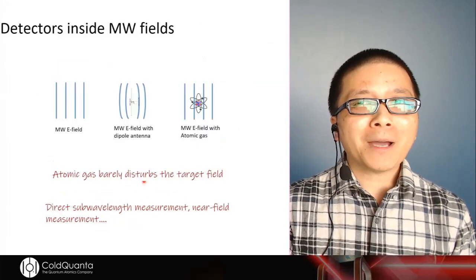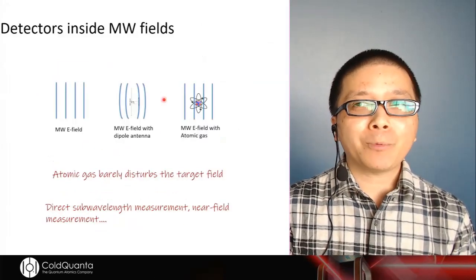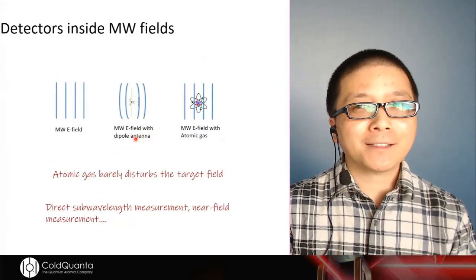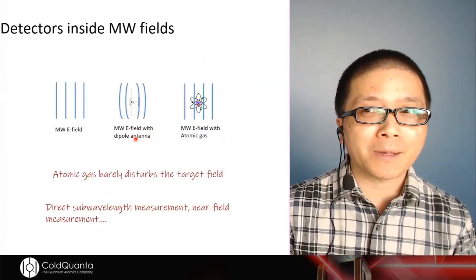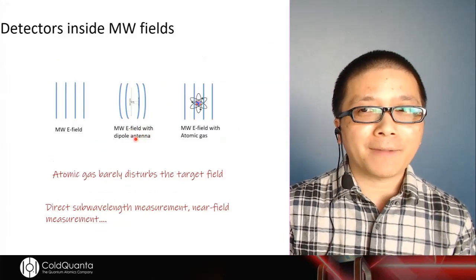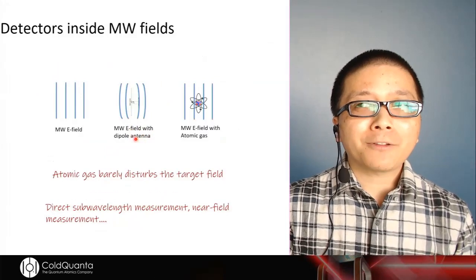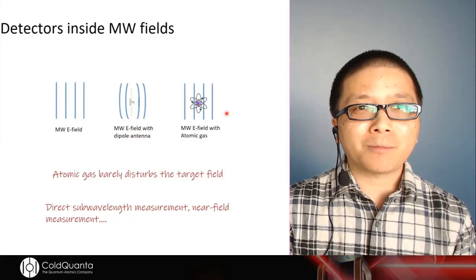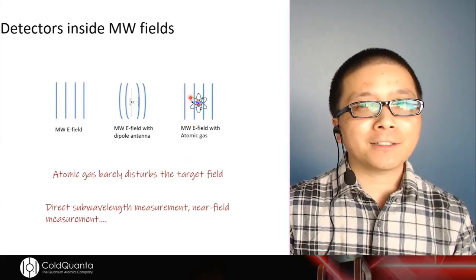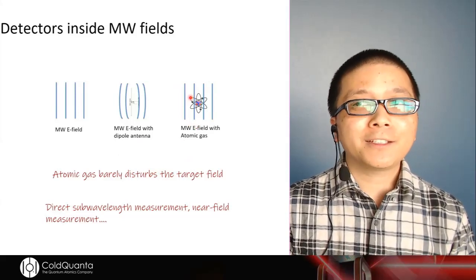For a microwave electric field, if a dipole antenna is inside, it is made of metal, and the size is large, comparable to the wavelength of the microwave. So the field is more or less disturbed because of the metal, while the atomic gas barely disturbs the target field. This advantage could enable direct subwavelength measurement, near field measurement, etc.